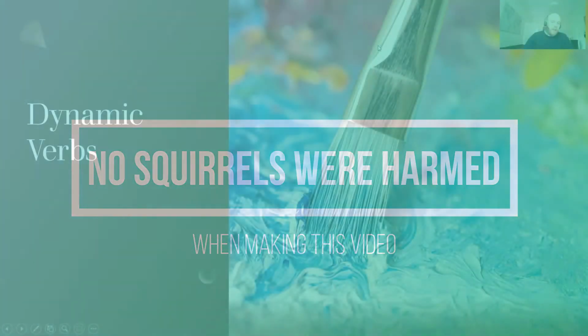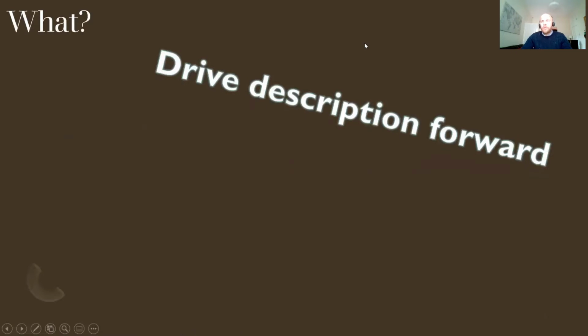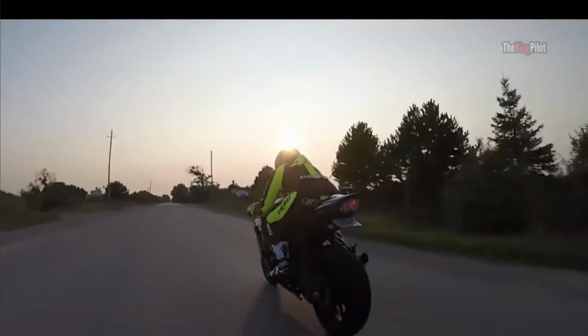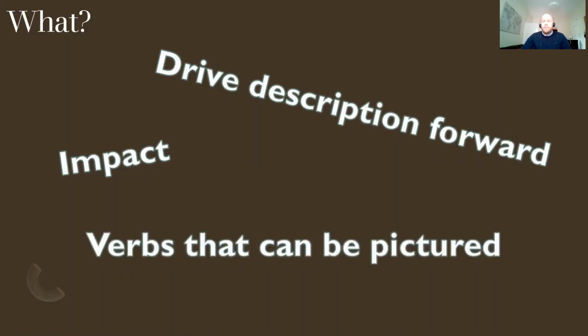Hi everyone. Okay, so today I want to talk to you about dynamic verbs. Okay, what are they? Well, they're verbs that drive your description forward in a sentence. They are verbs that create impact, and they're verbs that can be pictured. Quite often they can be pictured.